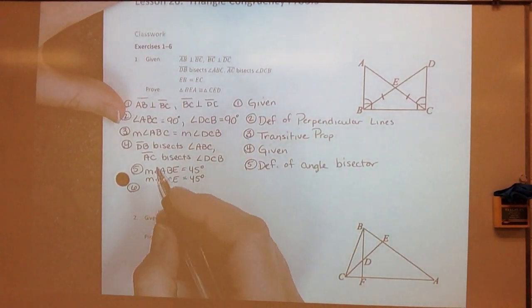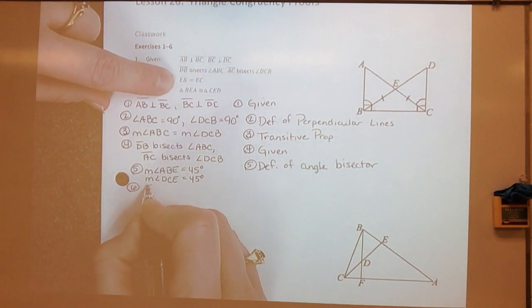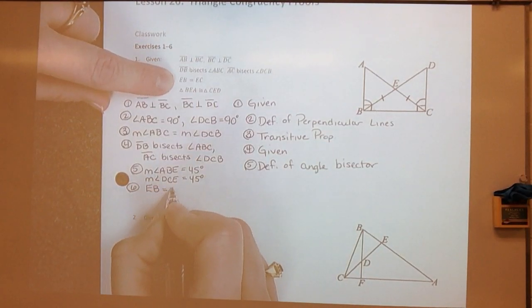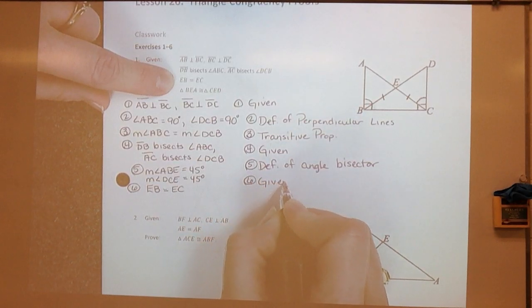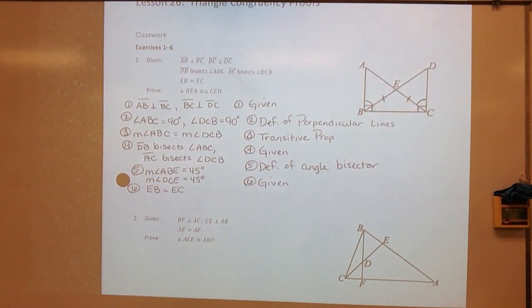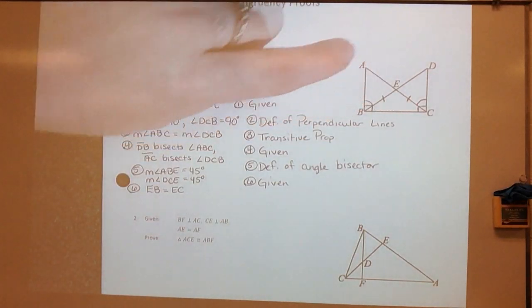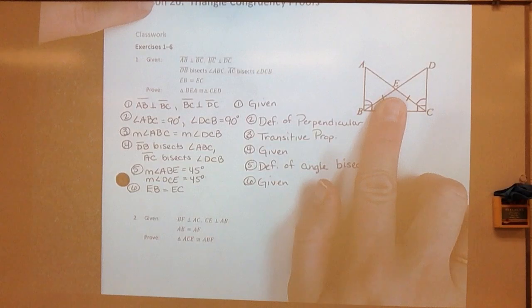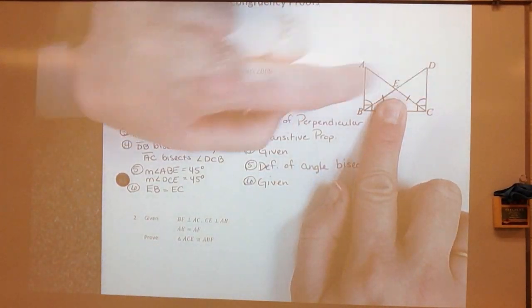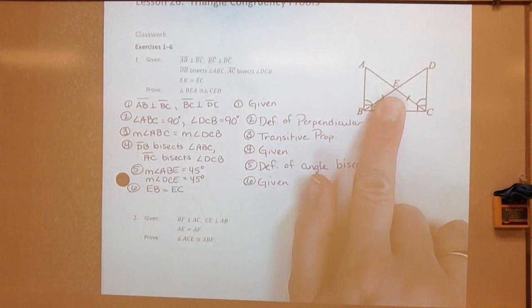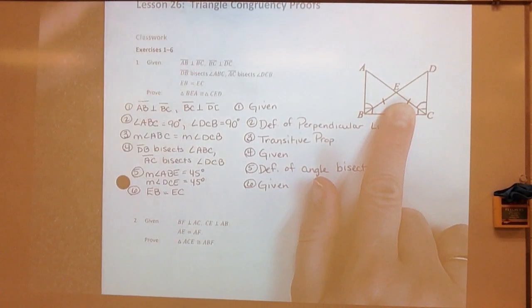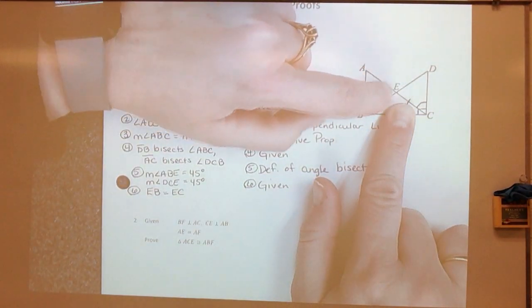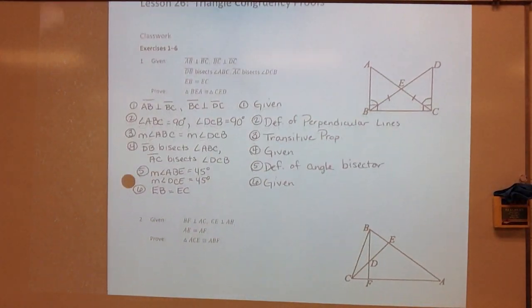Alright, let's look at our third given step. EB is equal to EC, and that is given. Now, we're trying to prove, we're not even worried about this part down here. We're just looking at these two triangles here. Guys, look at those two triangles. They share something in common. They share an angle. Angle E in both triangles.